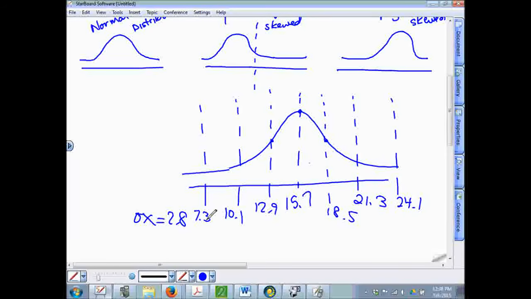So that's a normal curve. Based on the data they gave us, the average is 15.5, +1 was 18.5, -1 is 12.9. From that, we can get all the other distances for standard deviation. Okay.